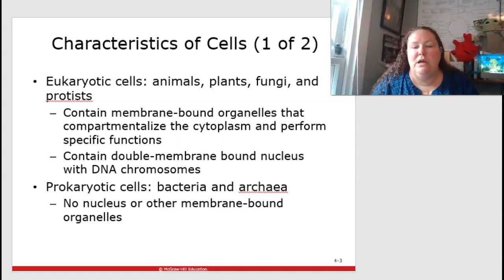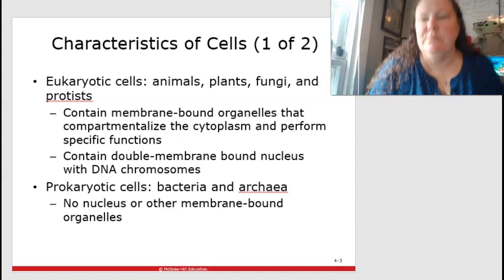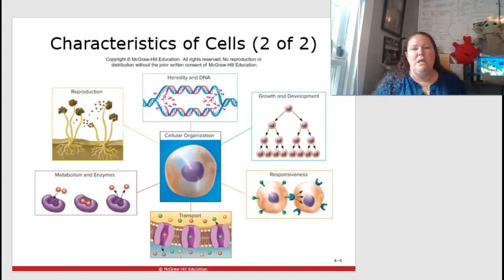Then we also have prokaryotic cells, and these are where we have bacteria and archaea. These are prokaryotic. They're kind of pre-cells, so they're not very evolved, right? And so they basically are just stuff sitting in a cell. So there's no nucleus or no other little organelles, membrane-bound baby little cells, okay?